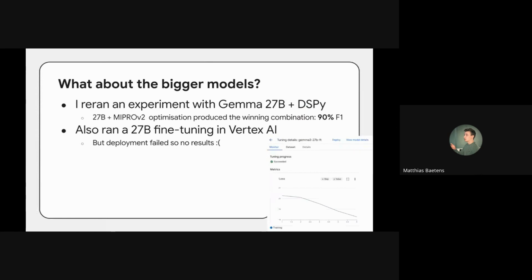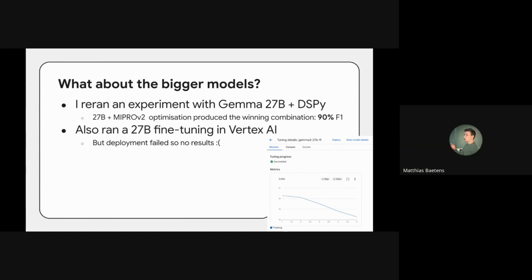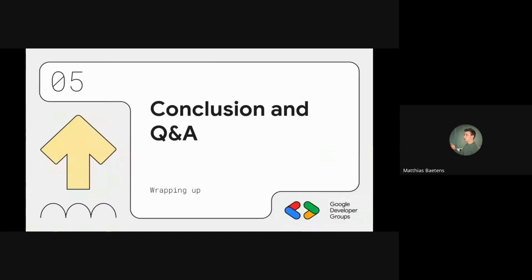Then I also decided to rerun the experiments on the bigger models, and actually there, Gemma 27B with DSPy, the winning combination resulted in a 90% score, which is fairly good. I also tried fine-tuning in Vertex AI, but the fine-tuning didn't work, so I didn't get to that. Maybe next time.